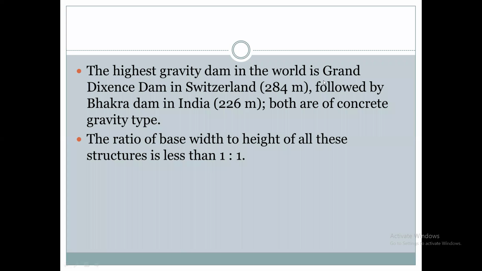The highest gravity dam in the world is Grand Dixence Dam, which is located in Switzerland, having a height of 284 meter. This is one of the highest gravity dams. Following that, the second is Bhakra Nangal Dam, which is located in Himachal Pradesh, in India, having a height of 226 meter, which is a concrete gravity dam. These are some of the highest dams all over the world. The width to height ratio is generally 1:1.